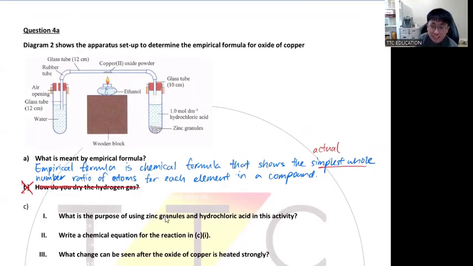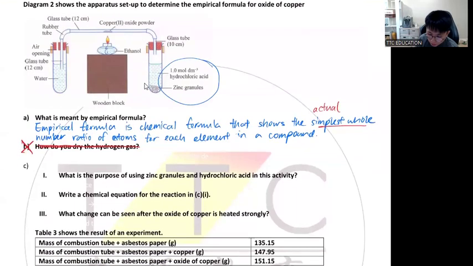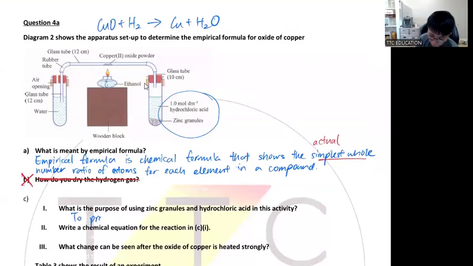What is the purpose of using zinc granules and hydrochloric acid? So guys, if you remember, I told you this experiment. The idea is CuO uses H2 to snatch the O, become Cu and H2O. So with this concept, you need to have H2. But where do you get H2 from? H2 doesn't come from like normal gas. So you need a specific experiment to produce the H2 that you can actually use to snatch the O from the CuO. So where do you get H2? It's your zinc and hydrochloric acid. So when I ask you what's the purpose of zinc and hydrochloric acid, you have to say to produce hydrogen gas.